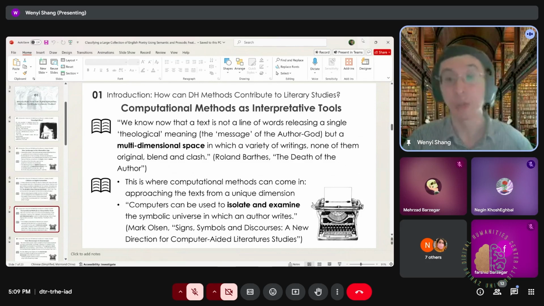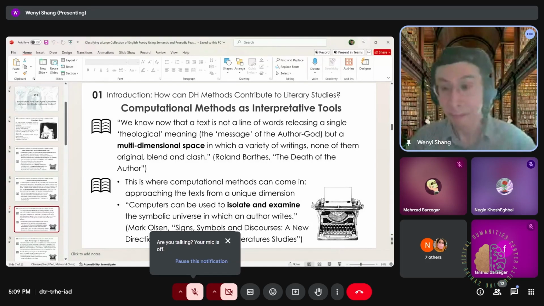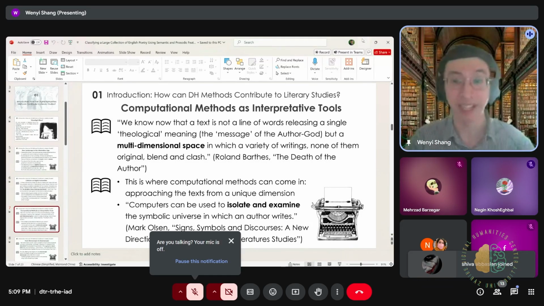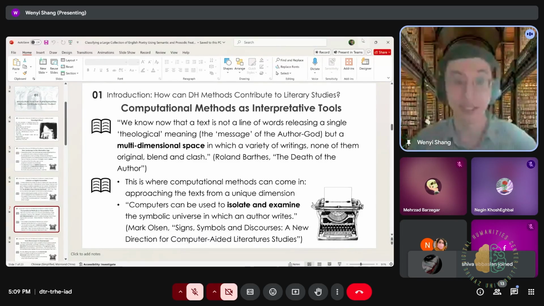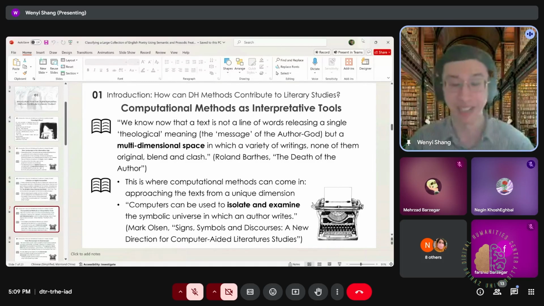And for traditional literary critics, this is not talking about digital methods at all, but about any text. So he argued that we may not necessarily need to understand the meaning of the author, the author God, in his words, but we may try to analyze the text from a certain perspective because it's a multi-dimensional space in which a variety of writings, none of them original, blend and clash. That's how we approach a literary work from a theoretical perspective.